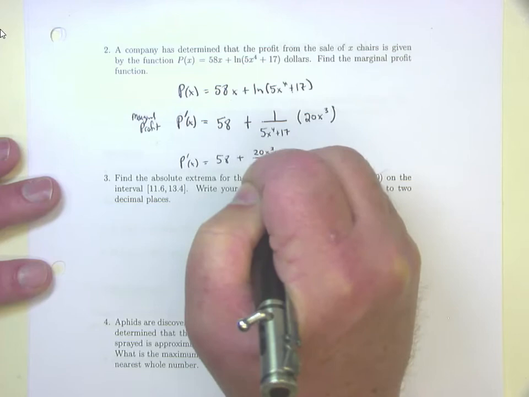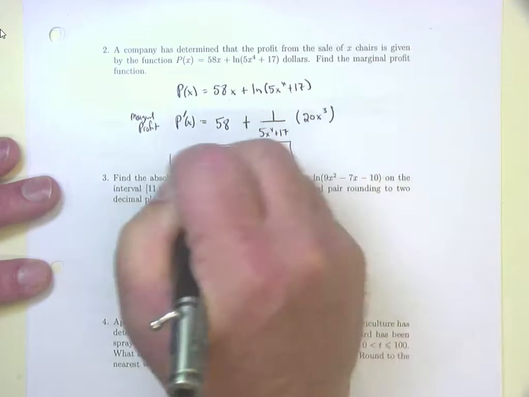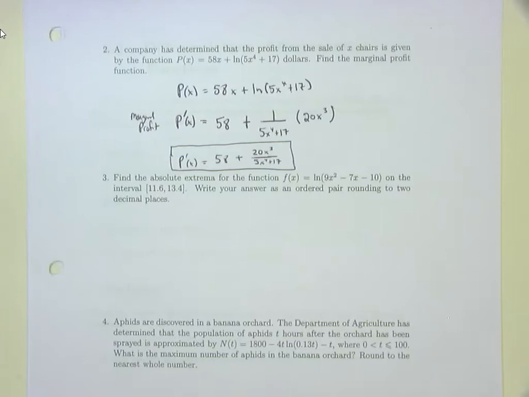There's my cleaned up version of my answer, just putting my fraction together in one big fraction, because my derivative of the inside literally goes into the numerator. Okay. Look at this next one.